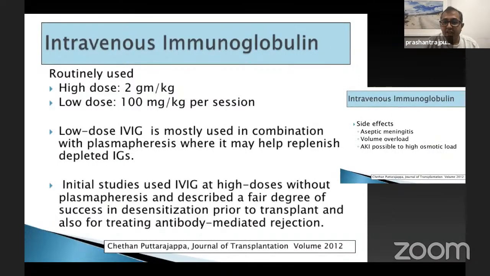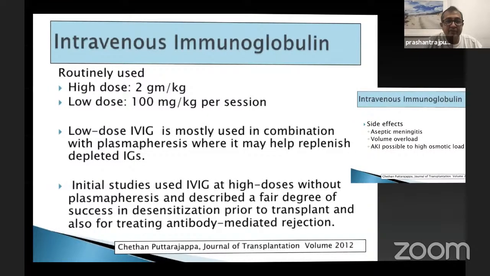As far as the side effects are concerned, aseptic meningitis is a common side effect, as are volume overload and AKI because of the osmotic injury when the vehicle of IVIG is sucrose based. So you need to be very, very careful as far as the IVIG is concerned, especially in the post-transplant setting where you can have an AKI.